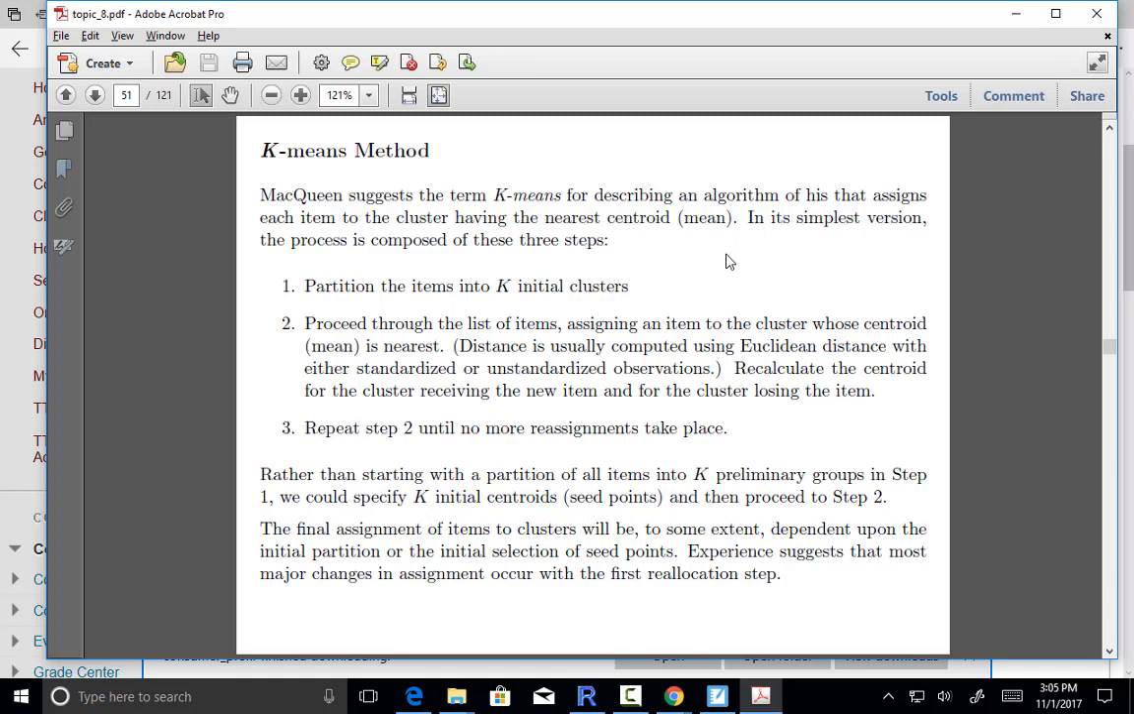So today what I would like to do is wrap up our coverage of clustering and the related topic of dimension reduction. Principal components, cluster analysis. These are both unsupervised learning techniques.